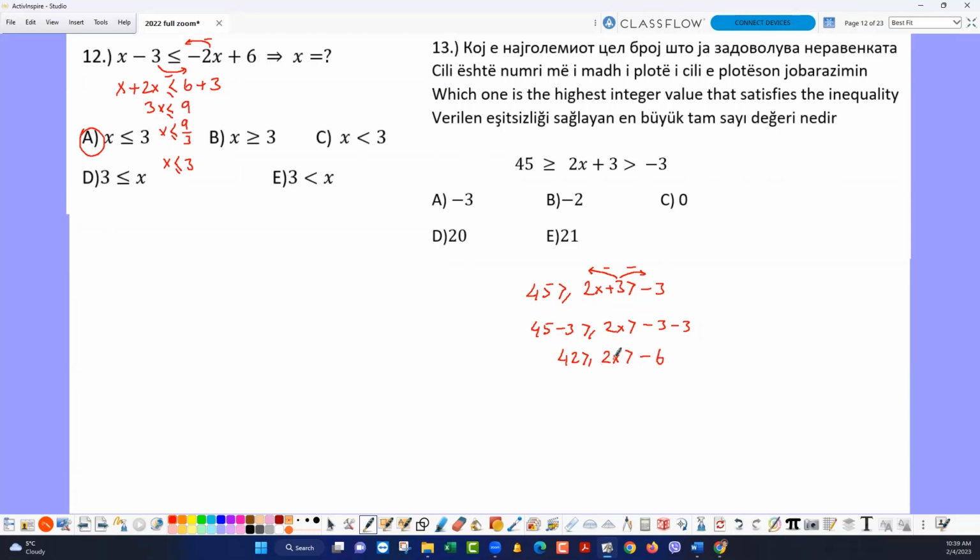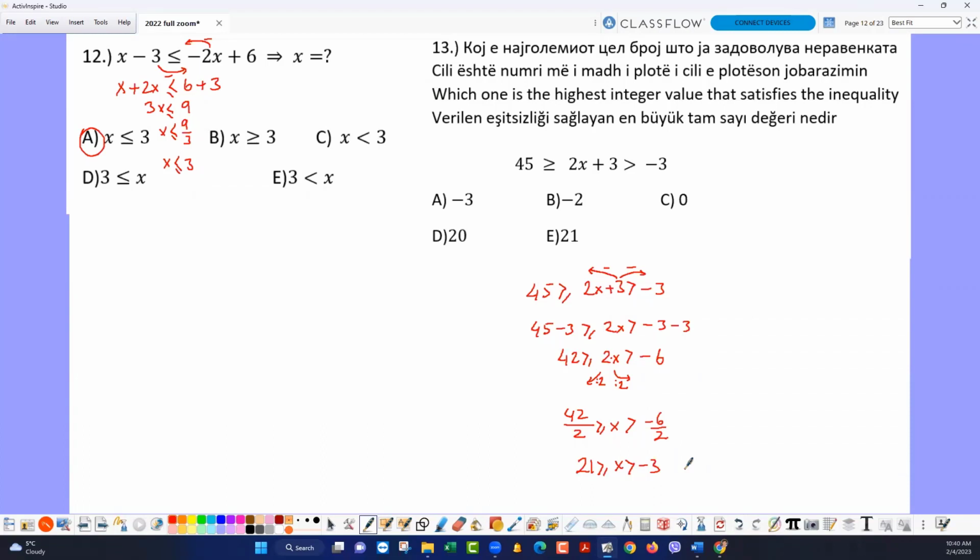And here the operation between x and 2 is multiplication. So when you send it to the other side, we should divide. Divide by 2 and divide by 2, which is 42 over 2 is greater than or equal to x, and minus 6 over 2, which is minus 3. So 21 is greater than or equal to x, which is greater than minus 3. As you see here, we finished the solution.